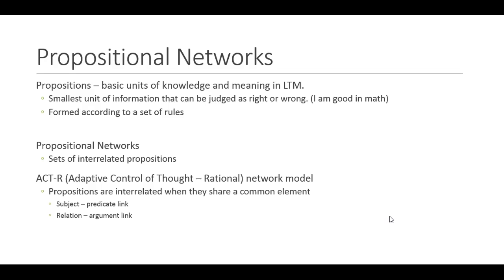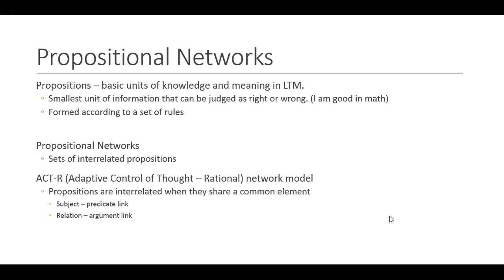Information processing sees how things are stored in long-term memory in terms of propositional networks. Propositions are the basic units of knowledge and meaning in long-term memory, or in our storage. So we don't put individual words in long-term memory, but we put propositions. That's how we remember things according to this model, in propositions. And propositions are the smallest unit of information that can be judged as right or wrong.